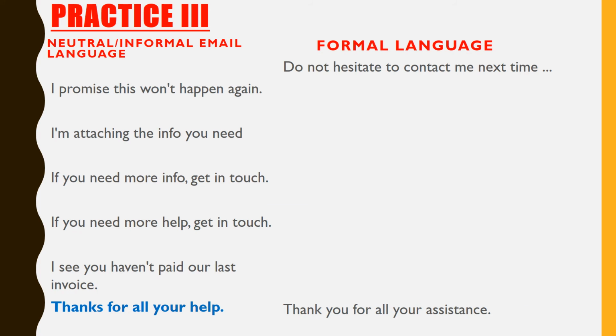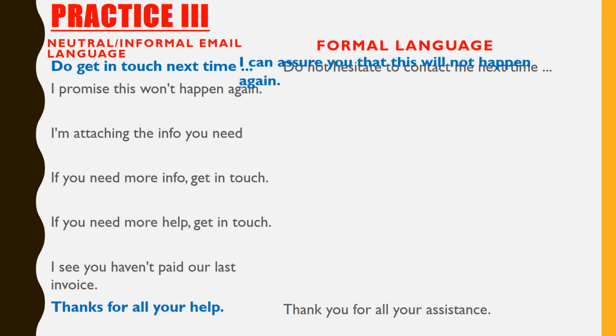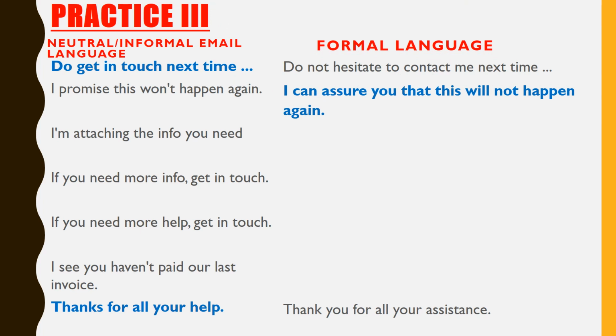In the following exercise, you are asked to give the equivalent of the sentences you have in front of you. If it is formal, then you give the informal email language and so on and so forth. So the first one is, do not hesitate to contact me next time. You can have, do get in touch next time. I promise this won't happen again. I can assure you that this will not happen again. As you can see, we have no contraction there. Won't has become will not.